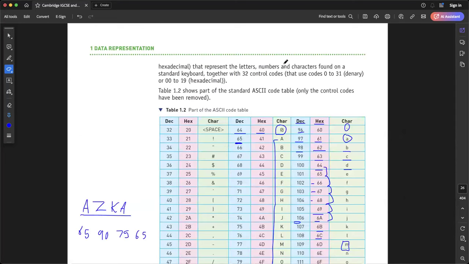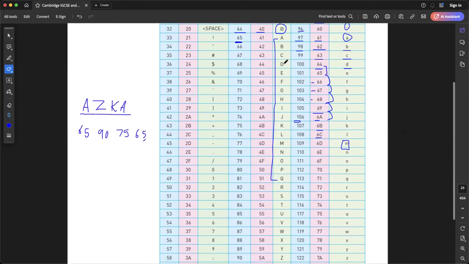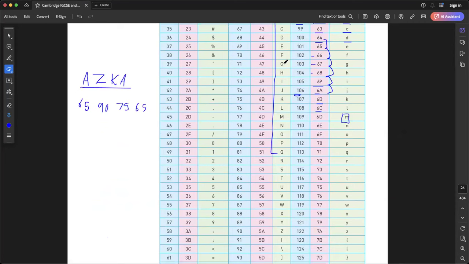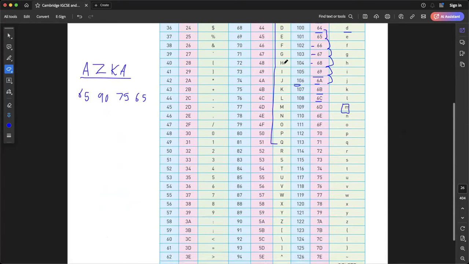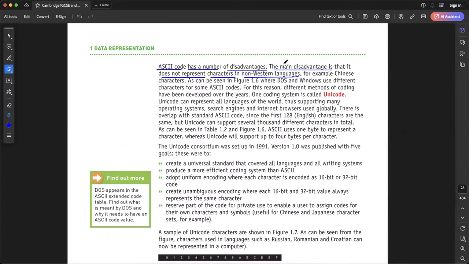You may not have noticed in the table here, look, only English is there. There is no German, no French, no Arabic. This is a big problem, because if ASCII does not represent other languages, it is limited. And technology is not limited. We want versatile technology, unlimited things, right? For example, Chinese. As seen in figure 1.6, the ASCII codes are limited. So for this reason, different methods of coding have been developed over the years.